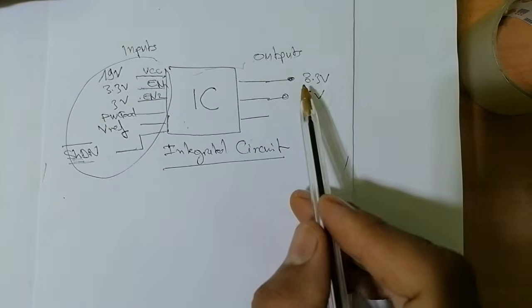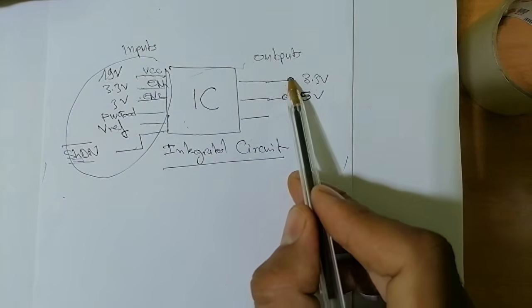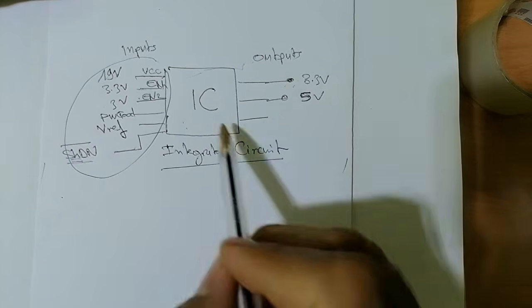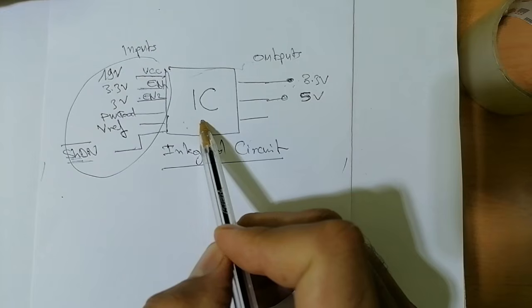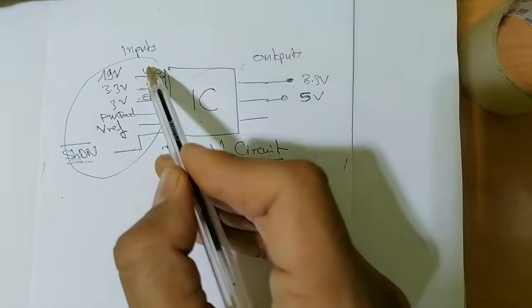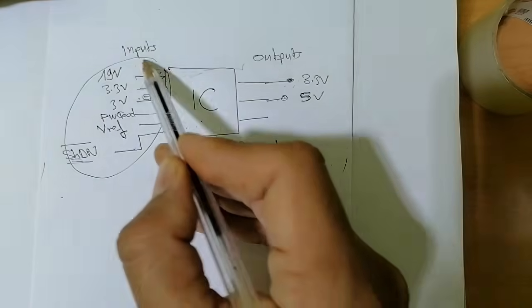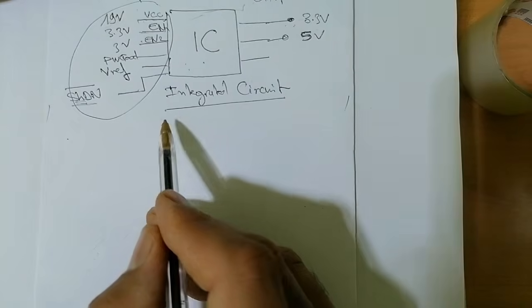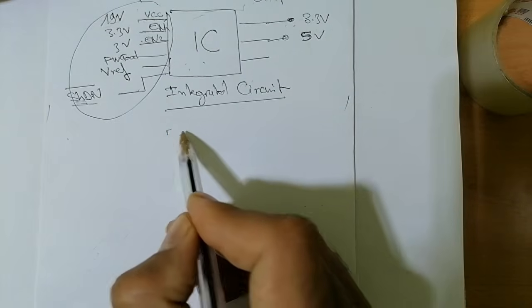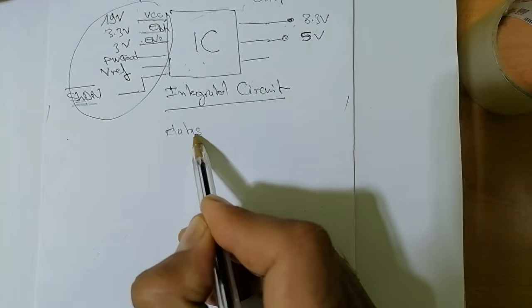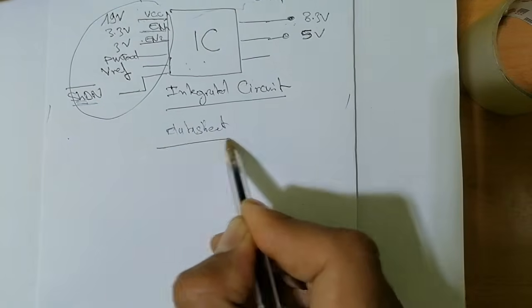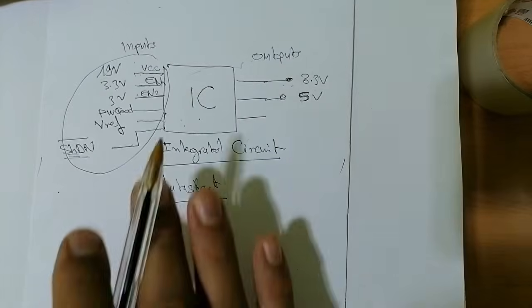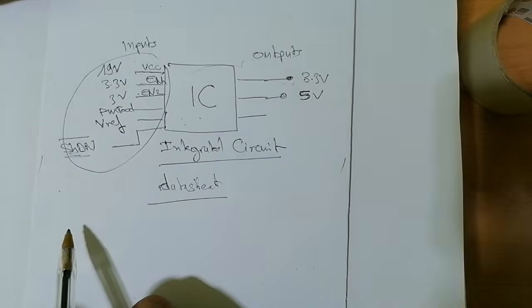So if you use your multimeter and check here and you didn't find 3.3 volt or 5 volt, it does not mean the IC is bad. What we should do is check the inputs. To check the inputs, you should first refer to the data sheet. You should have the data sheet of the IC. So this is how you can check, the third method.